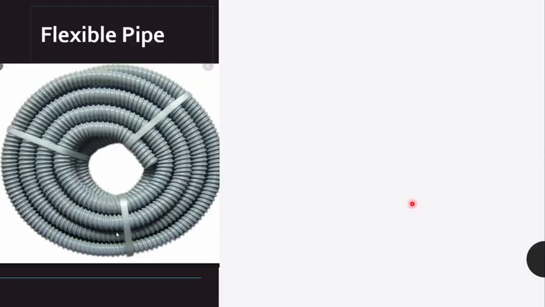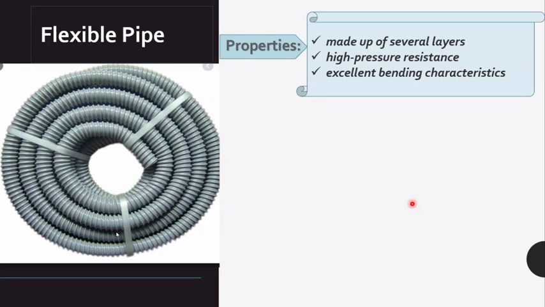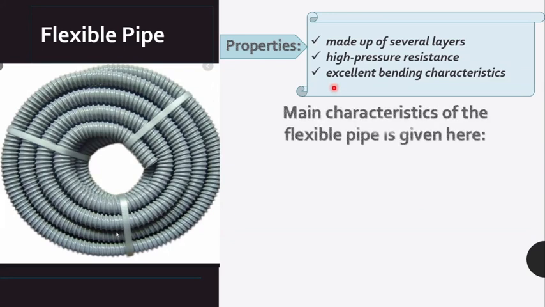Next, a flexible pipe is a concept of products made up of several layers. Their main components are leak-proof thermoplastic barriers and corrosion-resistant steel wires. The helically wound steel wires keep the structure's high pressure resistance and excellent bending characteristics, providing flexibility and superior dynamic behavior. Next, the main characteristics of the flexible pipe are given here.